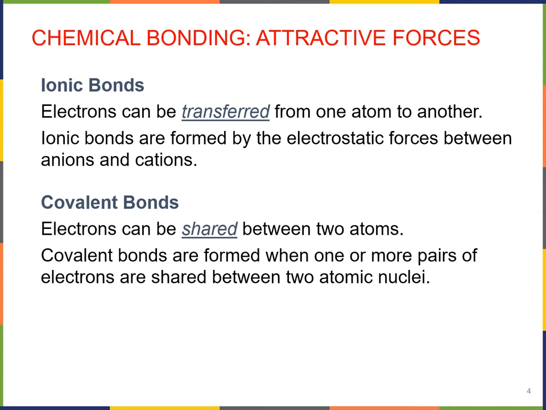The second major type of chemical bonds are covalent bonds. And covalent bonds form when electrons are shared between two atoms. Rather than a transferring of electrons from one atom to another, there's a sharing of electrons between two atoms. Covalent bonds are formed when these electrons that occur in one or more pairs are shared in between two atomic nuclei.